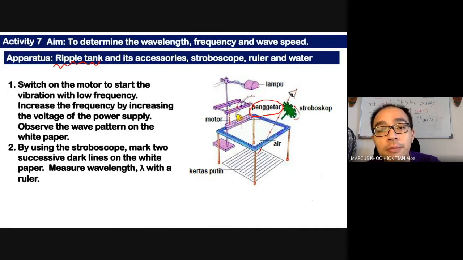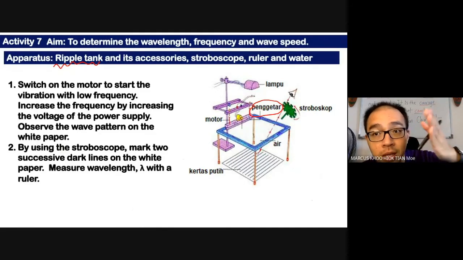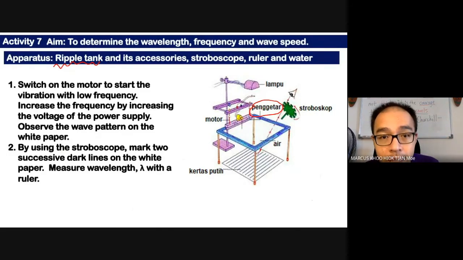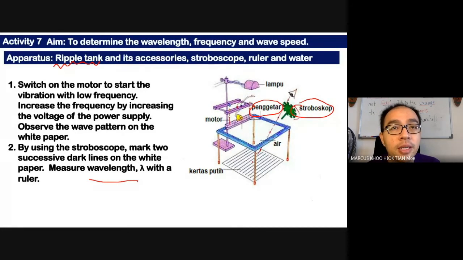When the piece of metal connected to a motor touches the water, it's going to touch the water a lot of times. And what you're going to see is wave patterns. Then we use an equipment called a stroboscope to mark the two successive dark lines on the white paper, and then we measure the wavelength with a ruler. Of course, talking about this is really useless, so let's watch a video first.